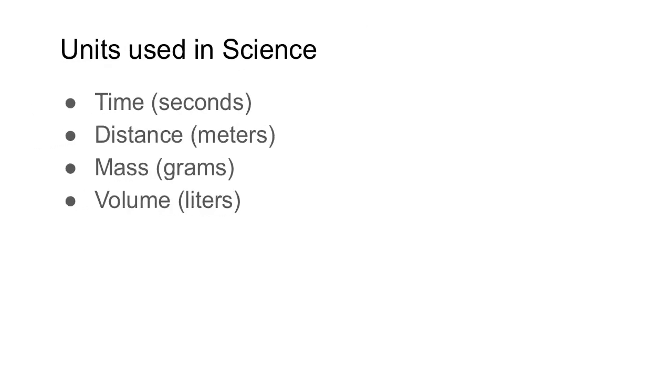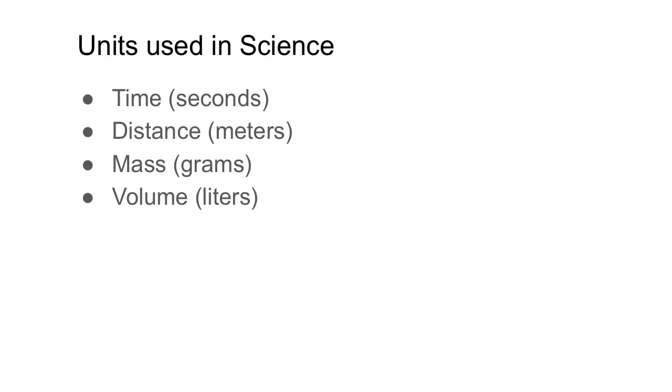And so the units that we're going to use in science in this class, the ones that I really want you to know here at the beginning part of this class: to measure time we're going to use seconds, to measure distance we're going to use meters, to measure mass we're going to use grams, and to measure volume we're going to use liters. So hopefully these aren't completely foreign to you and you've had some experience with them. Obviously time with seconds, you should feel pretty comfortable with that.